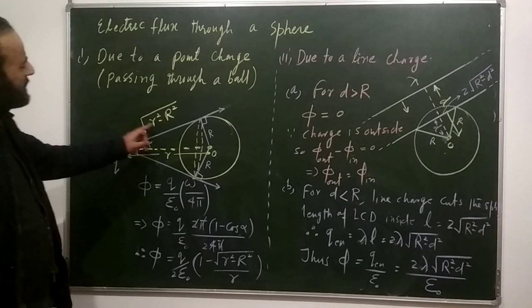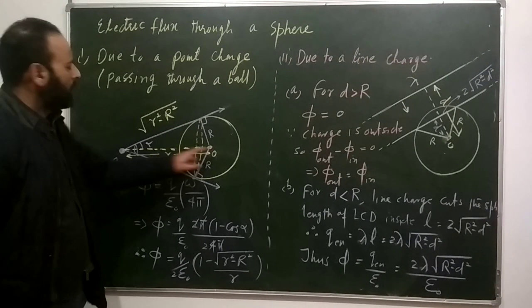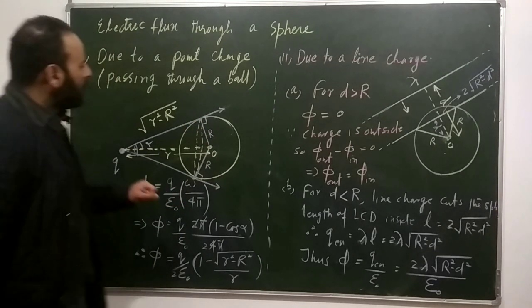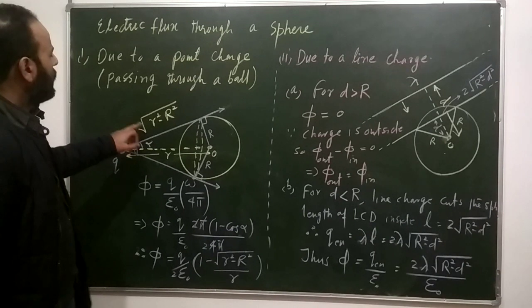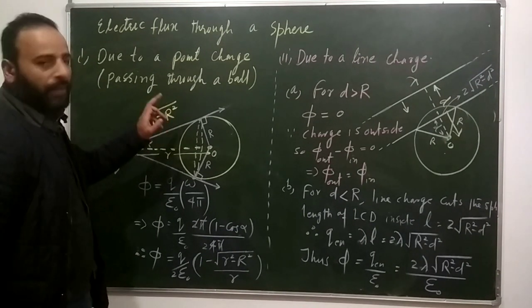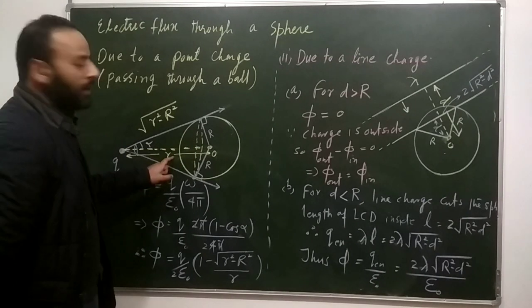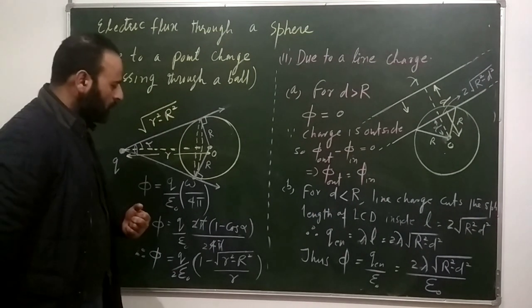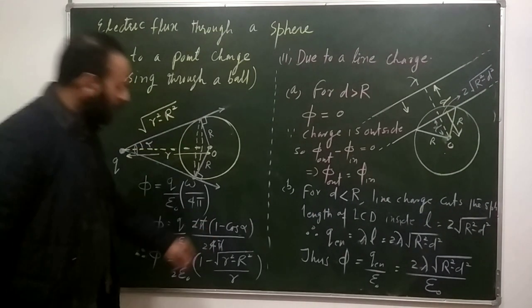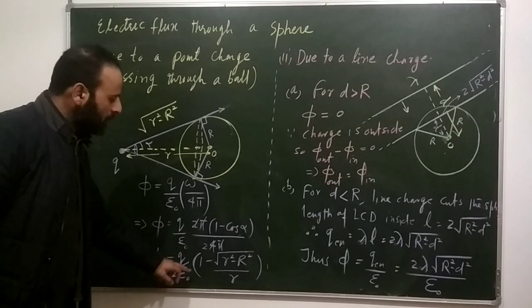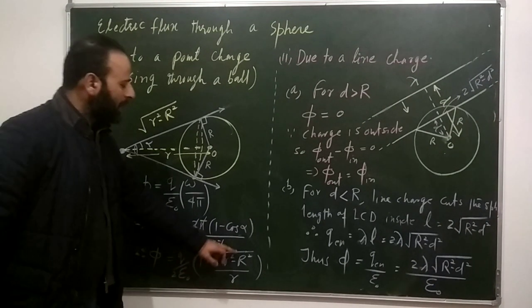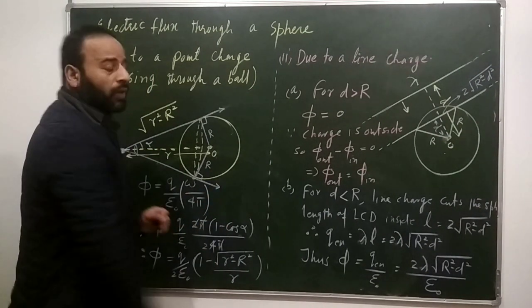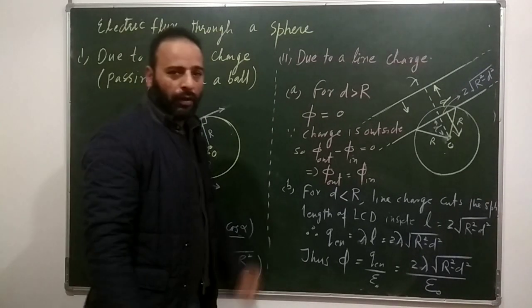Now, what will this side be equal to? The distance from the center to the charge is r, or we can say the radius of the sphere is r. Using the geometry here, since this is the base, this is the perpendicular, and this is the hypotenuse, by Pythagoras theorem this is the square root of r squared minus r squared. So using the value of cos alpha, we get phi equal to q divided by 2 epsilon naught times (1 minus base divided by hypotenuse). In this way we can calculate the electric flux passing through the ball.